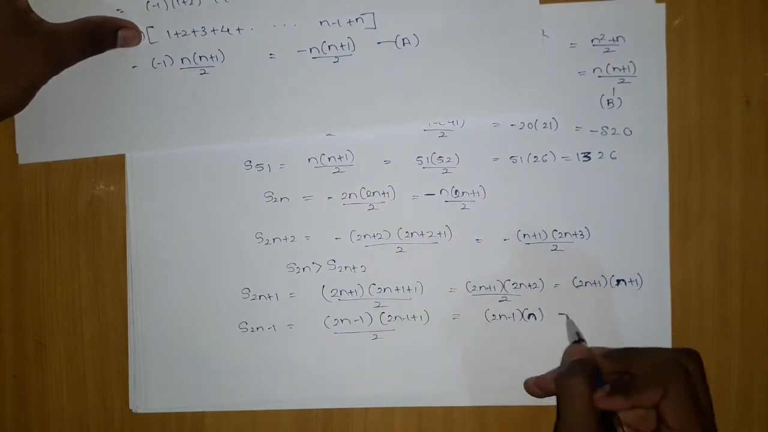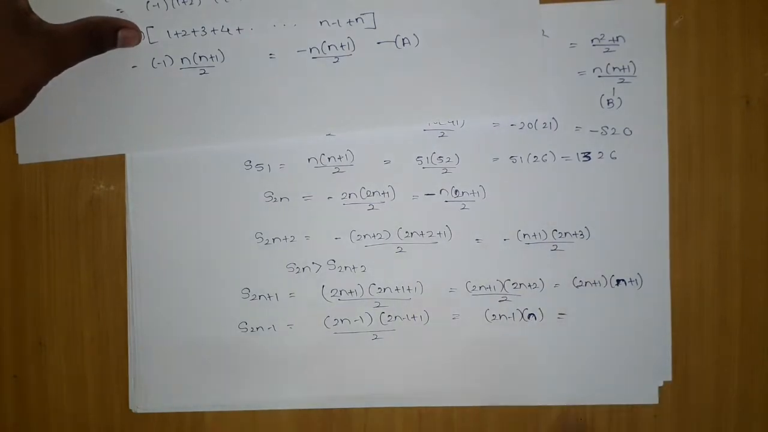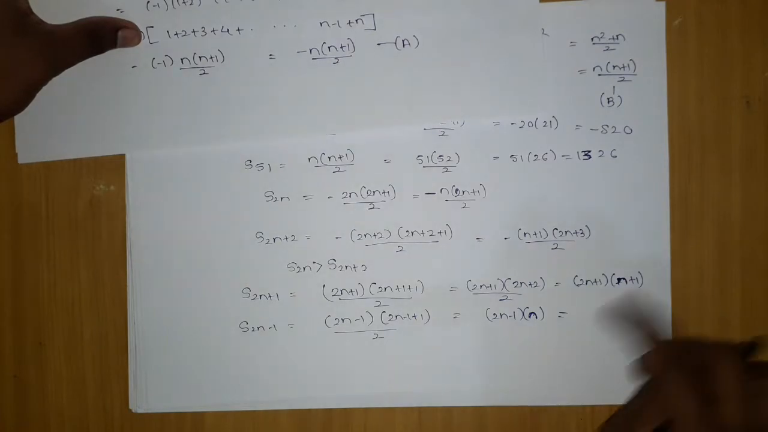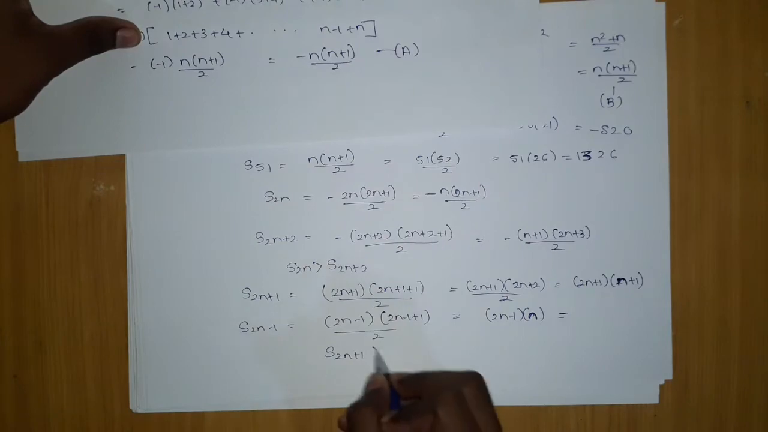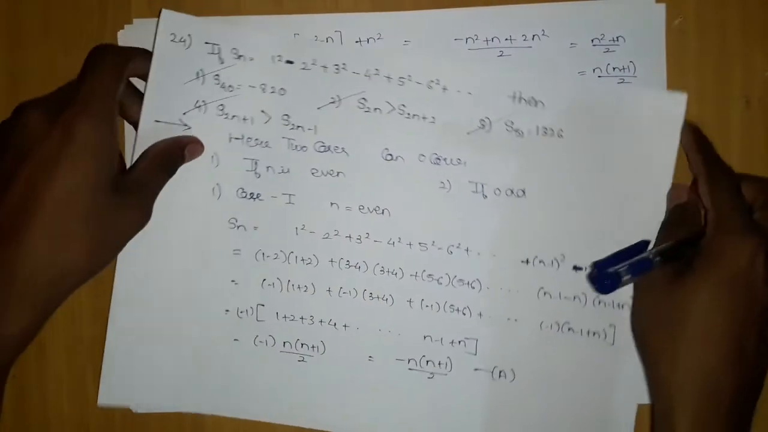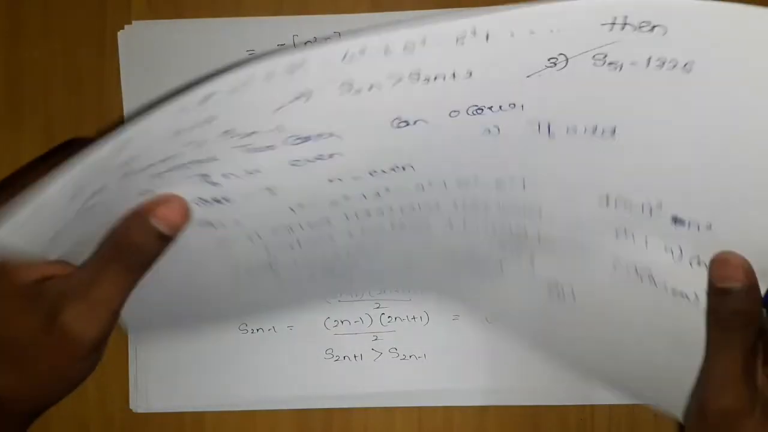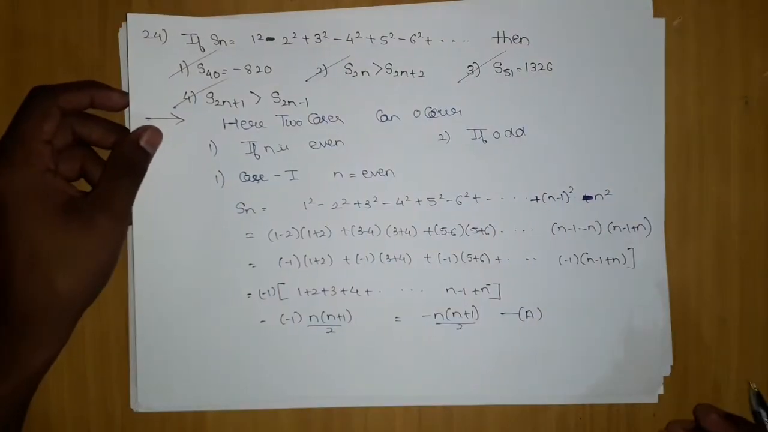2 will cancel out. So which one is bigger? This one is bigger, but here there is no negative sign, so magnitude will only decide which is greater. So S2n plus 1 is greater than S2n minus 1. So the fourth one is also correct. See, this question is also quite a time-consuming question. Why? Because we have to check all the 4 options.